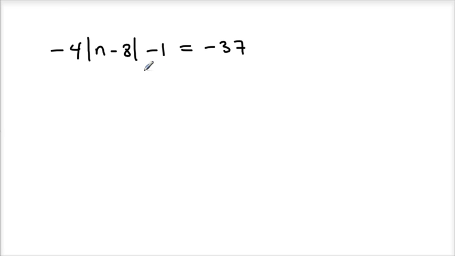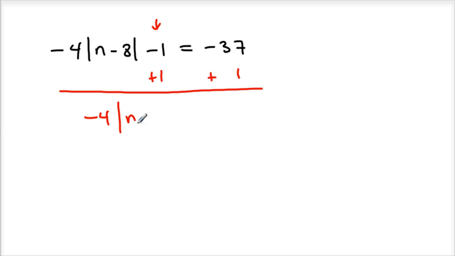Alright, now let's combine some of these steps. We have negative 4 times the absolute value of n minus 8, minus 1 equals negative 37. Alright, so our first goal is to get rid of this negative 1. I'm going to add 1 to both sides. So I have negative 4 times the absolute value of n minus 8 equals negative 37 plus 1 is negative 36. Then I'm going to isolate my absolute value by dividing by -4.